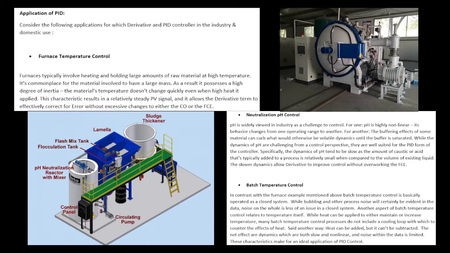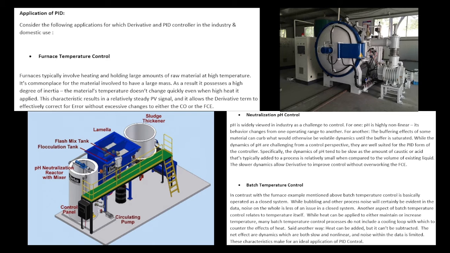This characteristic results in a relatively steady PV signal, and it allows the derivative term to effectively correct for error without excessive change to either the CO or the FCE. Materials used in the furnace are plastics and metals, which are melted in this furnace. At the top right corner, we can see an example of a furnace used in industry.